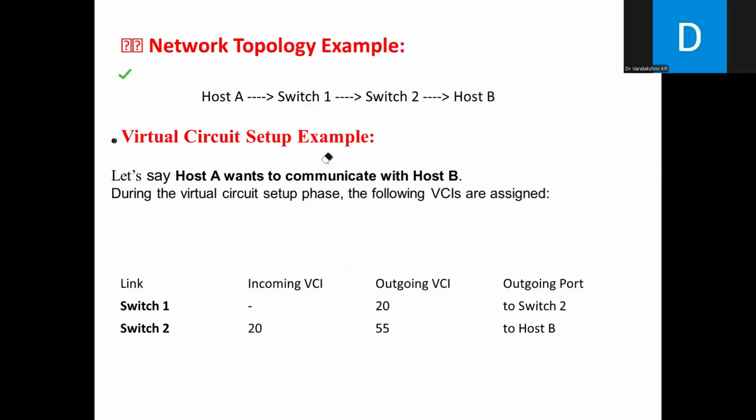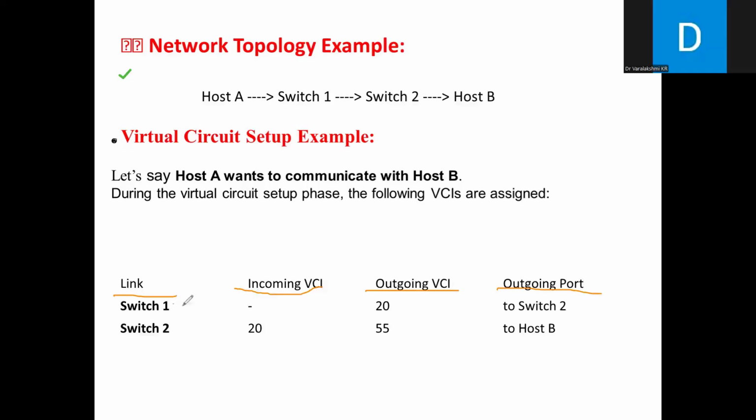So this is a setup example. Switch 1 and switch 2, we have two switches in between host A and host B. Let's say host A wants to communicate with host B. What is the first phase? We know that we need to set up a circuit before the data transfer. So these are the fields of your VCI table: the link, incoming VCI, outgoing VCI, and outgoing port.